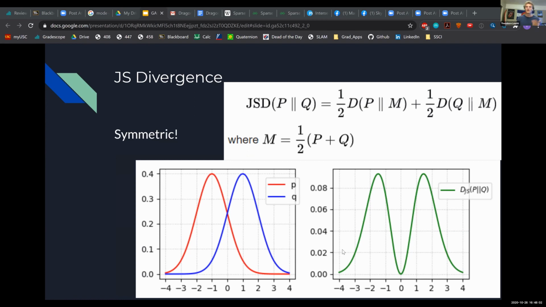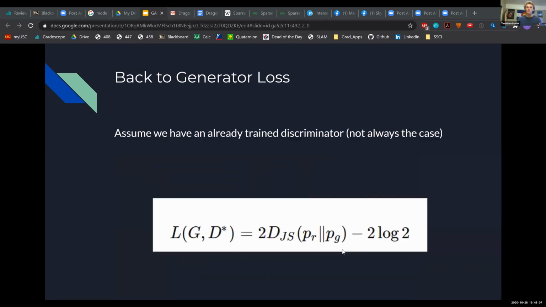It can be shown, if you want to check it out, go check out the actual paper, the Ian Goodfellow paper. You can show that the loss of your generator, given D star, which is an optimal discriminator, is 2 times the divergence between your real and your generated distributions, your real images distribution and your generated images distribution, minus 2 log 2, which is just a term that comes in with the math, but doesn't really mean anything.